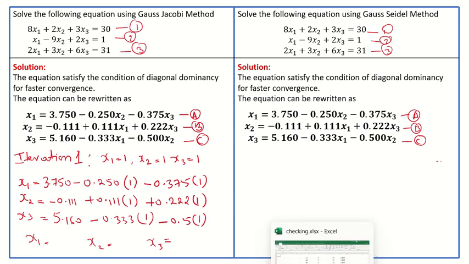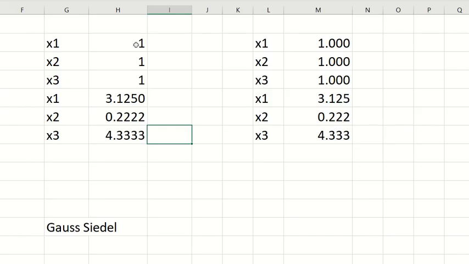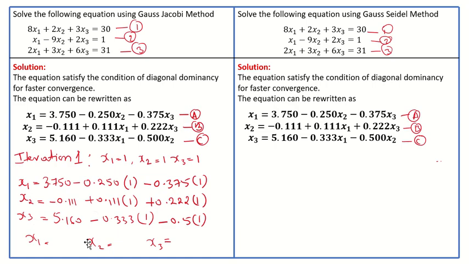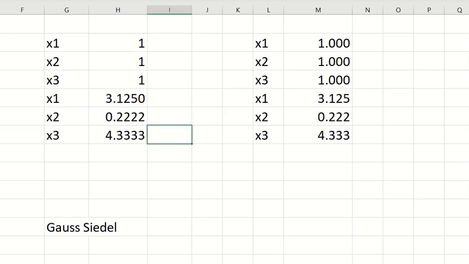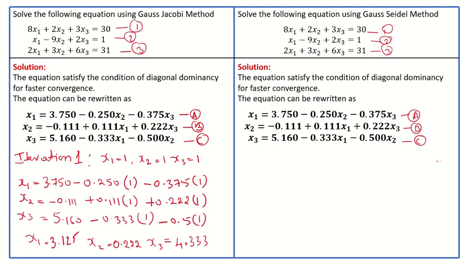Now if I put x1, x2, x3 equal to 1, the x1 answer will be 3.125, x2 will be 0.22 and x3 will be 4.33. Okay, so this is the answer I am going to get: x1 is 3.125, x2 is 0.22 and x3 is 4.33. So this is what you are going to get in the first iteration.